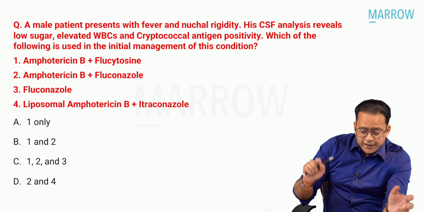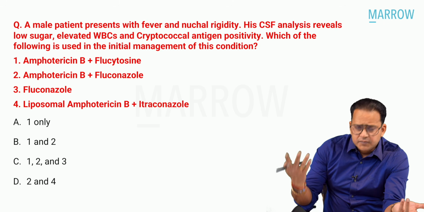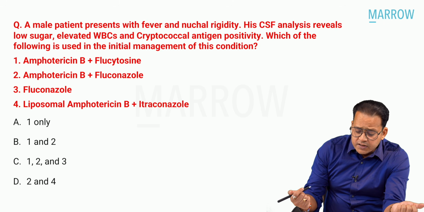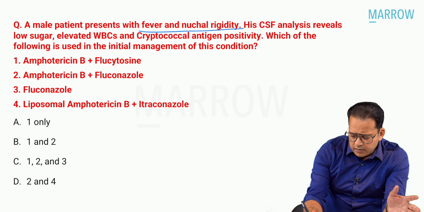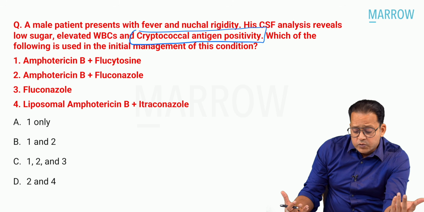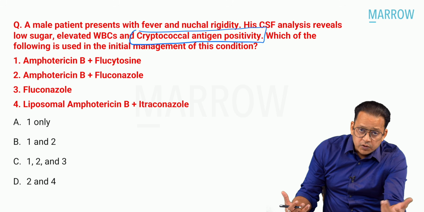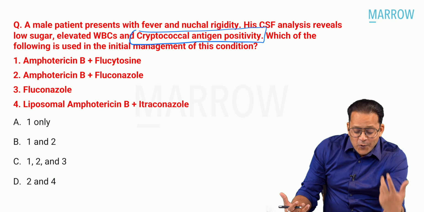All right, again, a multiple option correct. A male patient presents with fever, nuchal rigidity, meningitis. CSF analysis reveals low sugar and WBC. Anyways, they've given you directly cryptococcal meningitis. Which of the following is used in initial management of this condition? Now, I know some of you would have answered one only, right? So that one only is a trap.